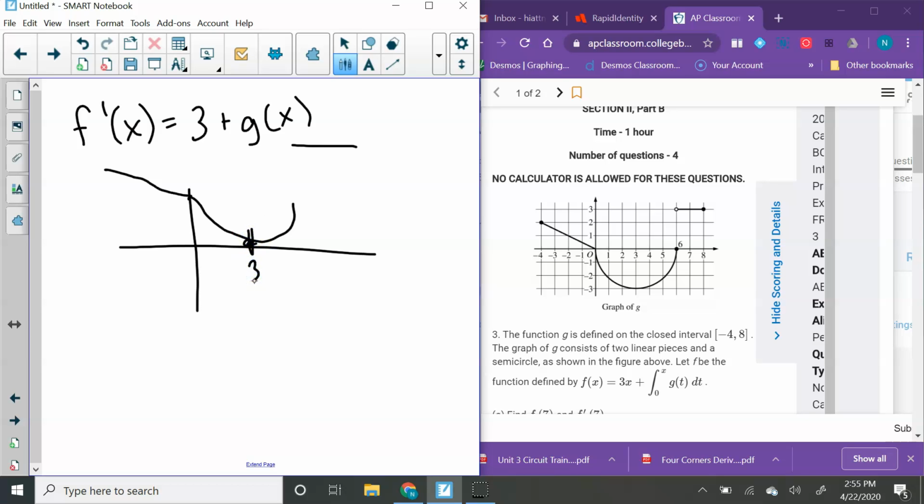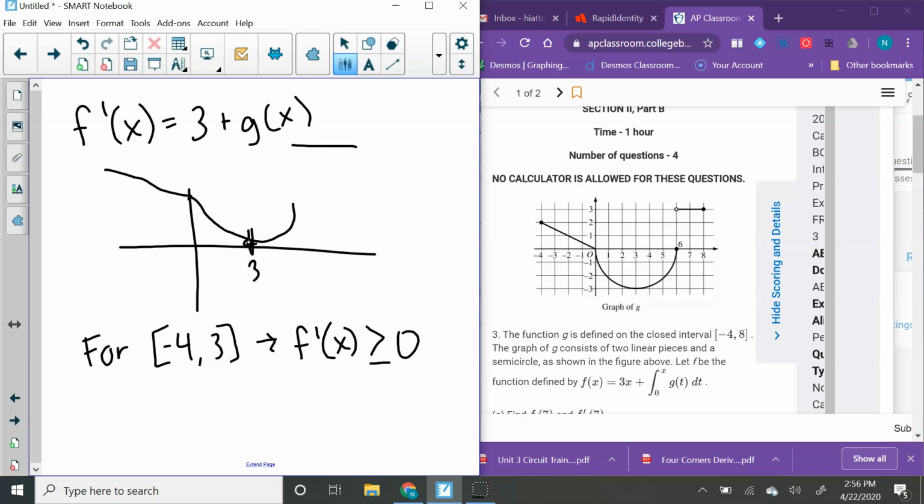And so if we're thinking about this value, 3 plus g of x, for negative 4 to 3, f prime of x would have to be greater than or equal to 0. And that would be because 3 plus g of x would give us a positive number everywhere until we get right here to, or even there, it'd be positive. So, because 3 plus g of x would be positive numbers here.